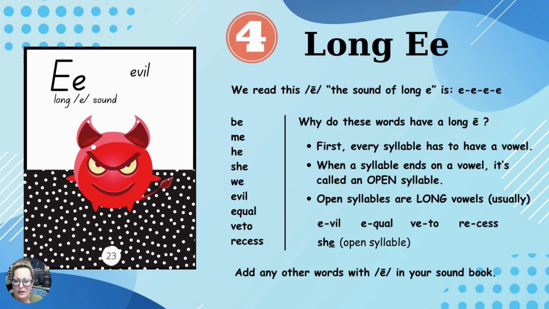At this point, collect any other words your kids might know that have an E that can go in the sound book. One of the words that kids often pop up, as an example, they'll say Egypt. And I'm like, yeah, that's great. So we write down the word Egypt.